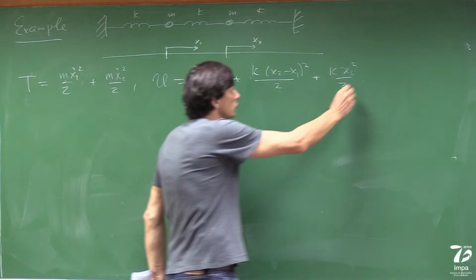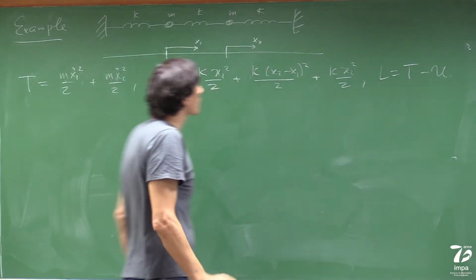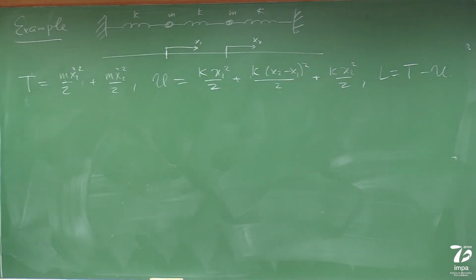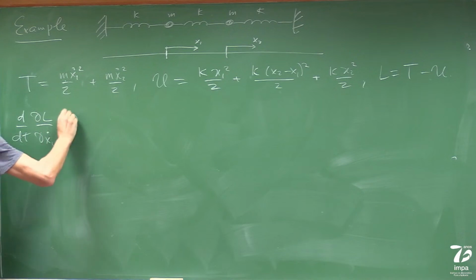And from these two, you construct the Lagrangian as a difference. Good. So the next step is that we write the equations of motion. These are the Lagrange equations. There will be two equations.